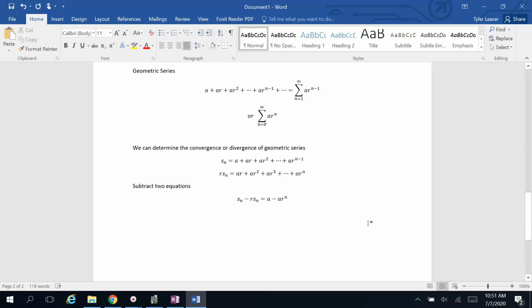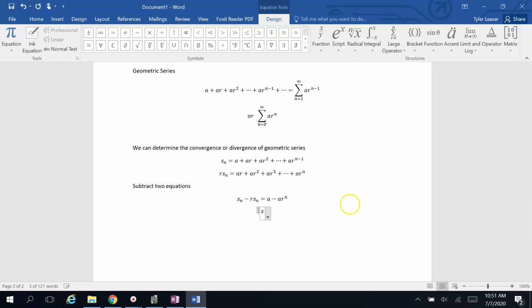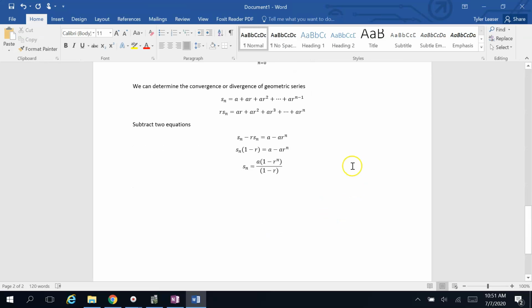What I want to do is solve this for the partial sum. So next thing, I'm going to factor out that partial sum from those two terms, and then divide by that 1 minus r. So my partial sum can be rewritten as a big fraction. I'm also going to factor out the a from that right-hand side, and we get this.